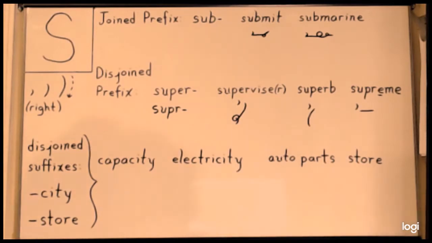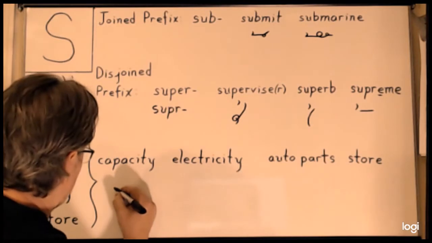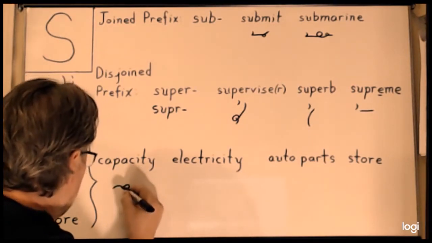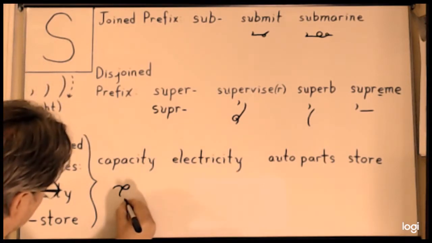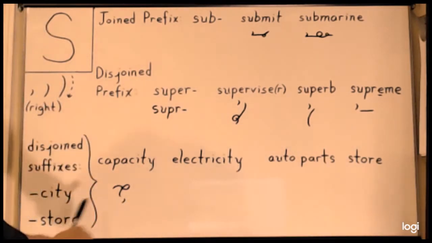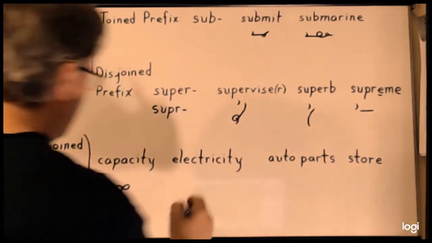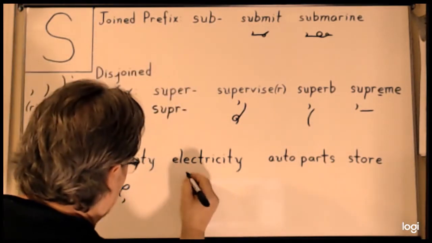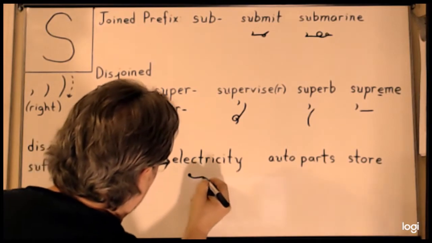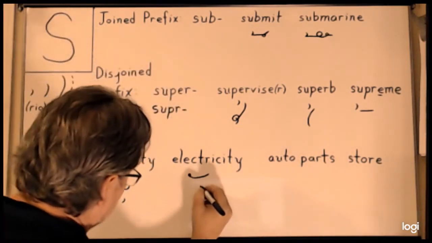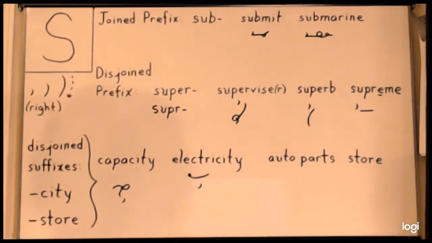Now the right S can also stand for disjoint suffixes, as in city or store. So when you write capacity, this will be a K, A, and a P, and then the right S next to it, meaning city as in capacity. Electricity, now this is a bit of a short form, but we'll get into this in a corresponding lesson. But electric itself stands for E and L, and then city will just be the disjoined right S below it, electricity.